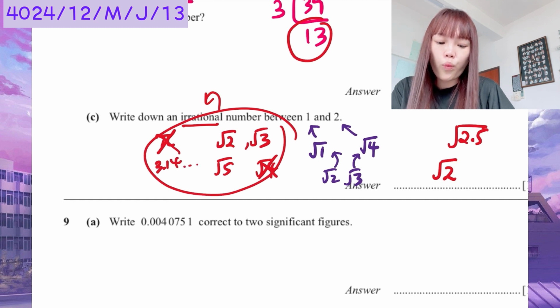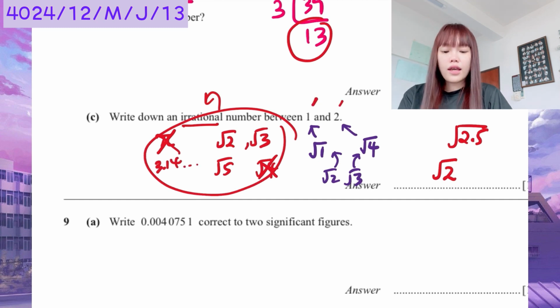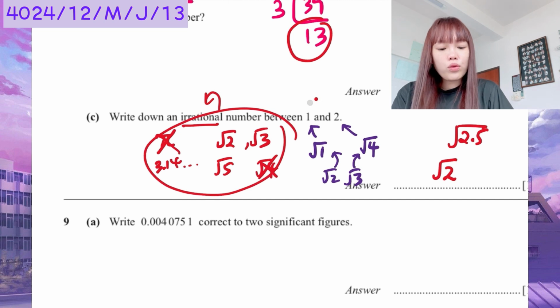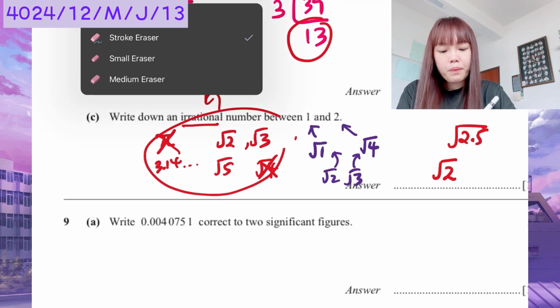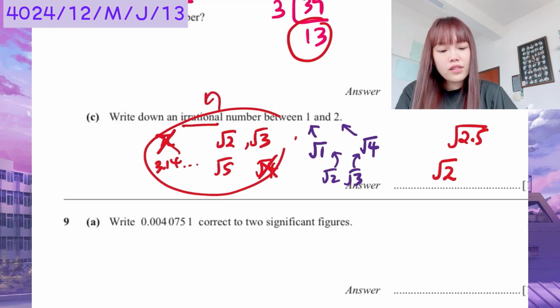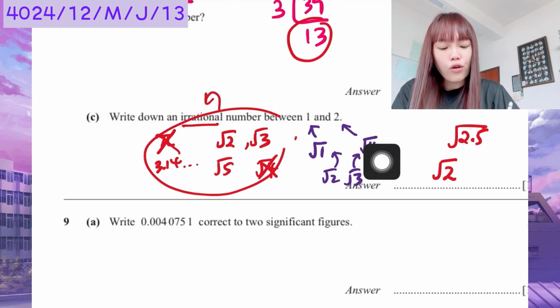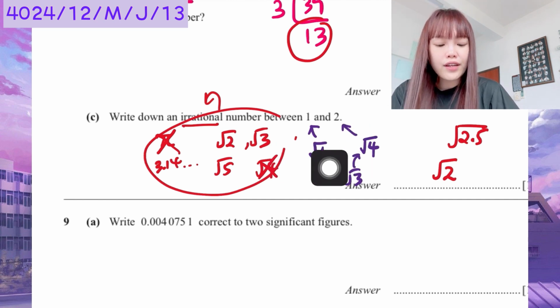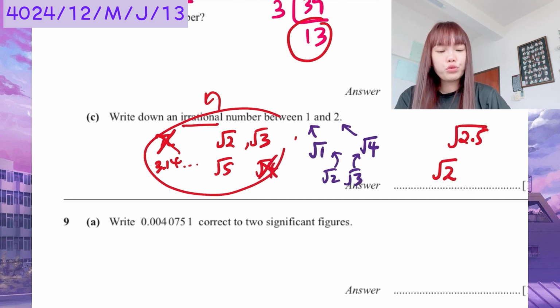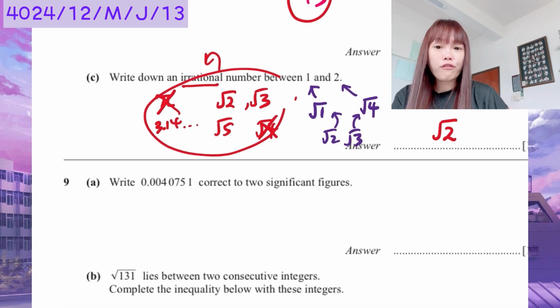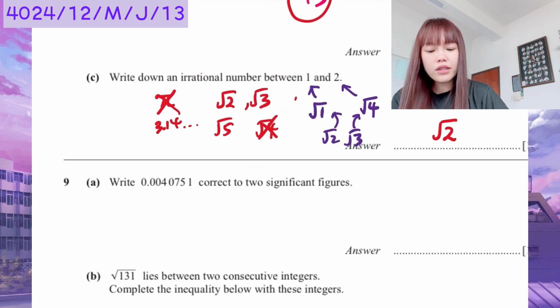It is not between 1 and 2. So it must be between 1 and 2. You need to find out the square root of what number becomes 1, the square root of what number becomes 2, and then you find the number in between. So square root of 2, square root of 2.5, square root of 3. But not square root of 5 because it's already over the number.